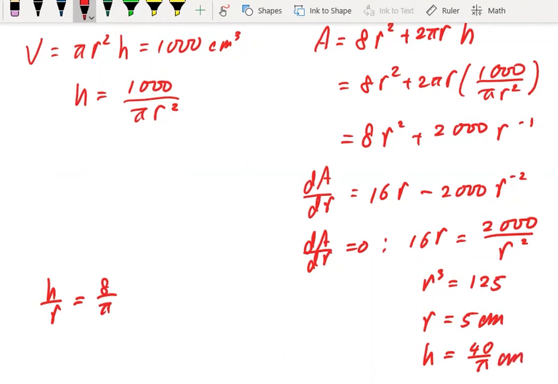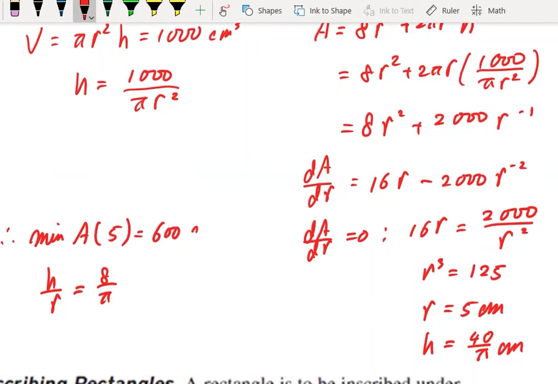How about that? And then I'll just give this as well. This is a habit. The minimum, which is A at r equals 5, will be 600. How about that? But in this case, this is your answer. Question before I move on?